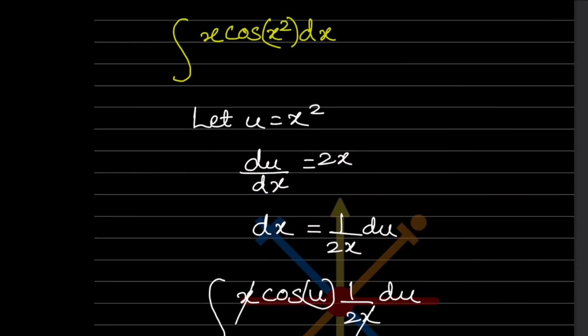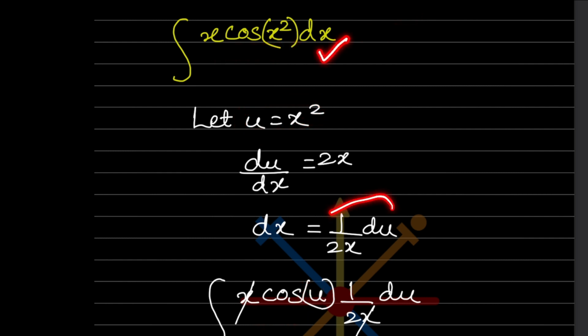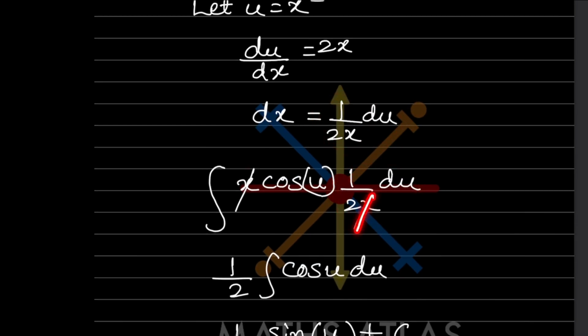So now we are going to substitute in this one. So now what we have? We have x cos, which we will keep as it is. And in place of x square, we are going to put here u, because we have considered this u. And in place of dx, we are going to put 1 by 2x du. So now what happens here? x and x get cancelled.